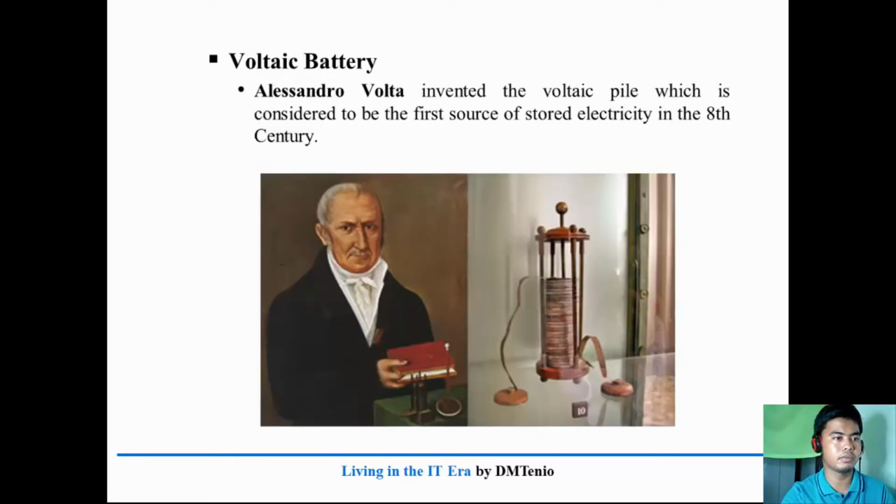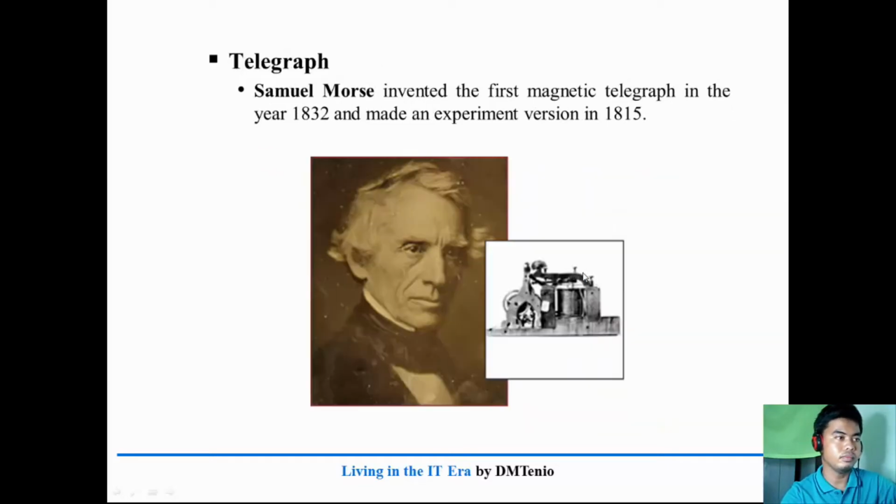So this is what we call the first battery. So voltaic battery by Alessandro Volta. So he invented the voltaic pile, which is considered to be the first source of stored electricity in the 18th century. This is Alessandro Volta. This is the voltaic pile, so voltaic battery.